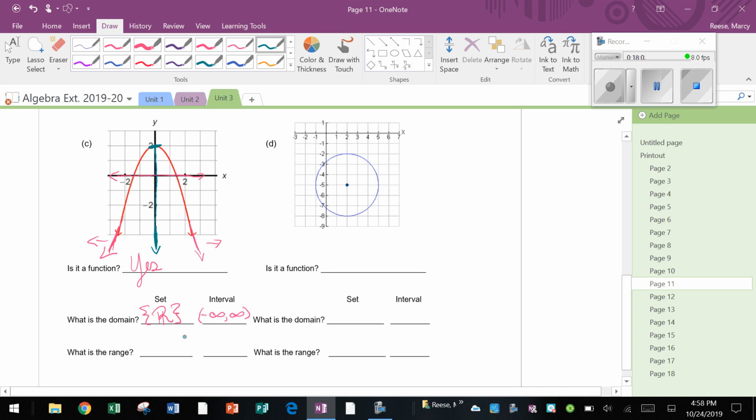All right, so the range then, remember you're reading it from down to up. So -infinity to 2. And because it includes 2, we're going to wrap it with brackets. And if I have to write it as a set, we're going to say y is less than or equal to the number 2.